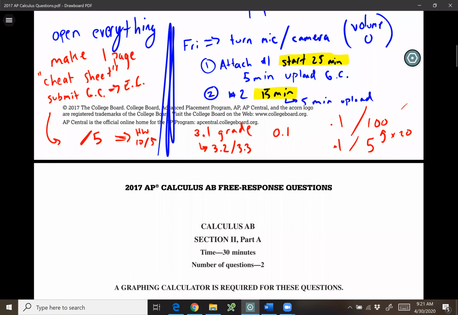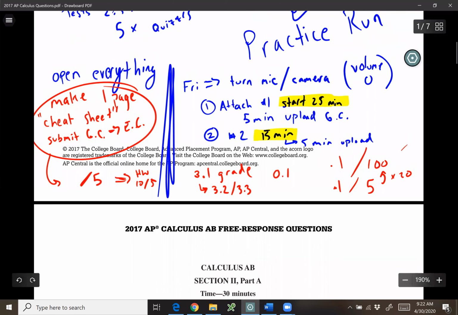So if you want to submit a 1-page cheat sheet to the Google Classroom, that'll be extra credit. Ideally, I won't put a date on that. If you end up doing it later, that's okay. But ideally, you upload that tonight and do that assignment tonight, because this test is tomorrow.